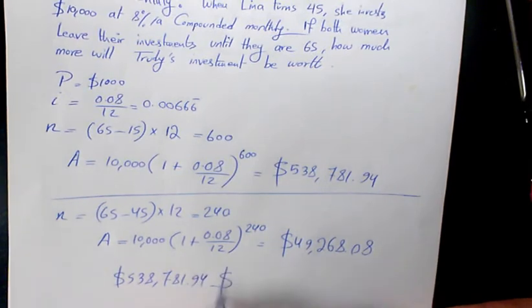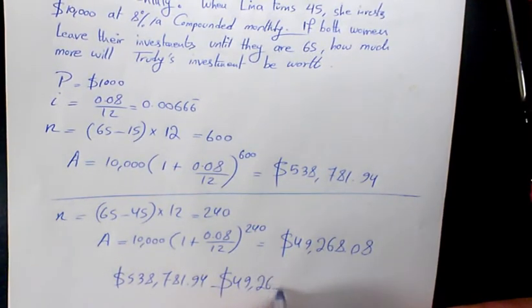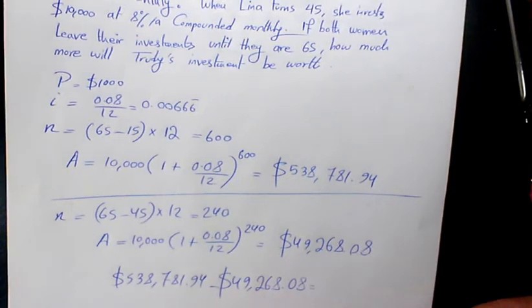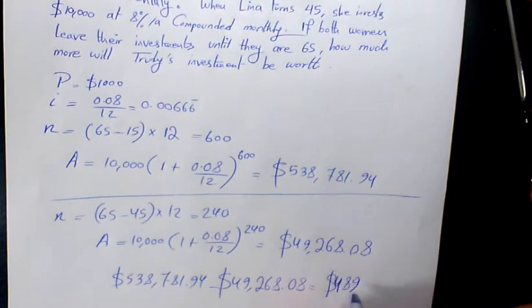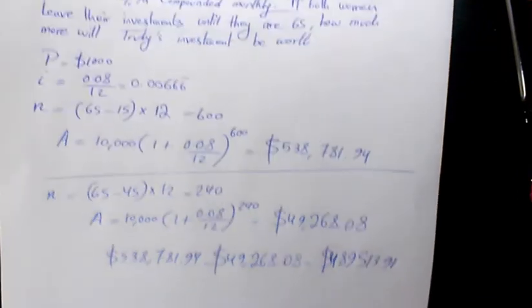So if you find out the difference, 538,781.94 minus 49,268.08 is going to be 489,513.91 more than Lena's.